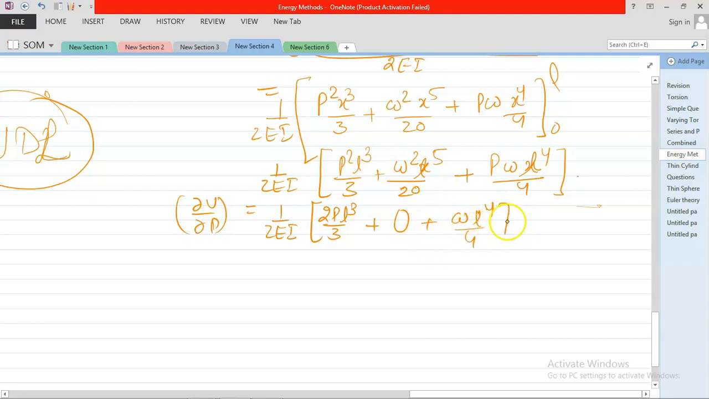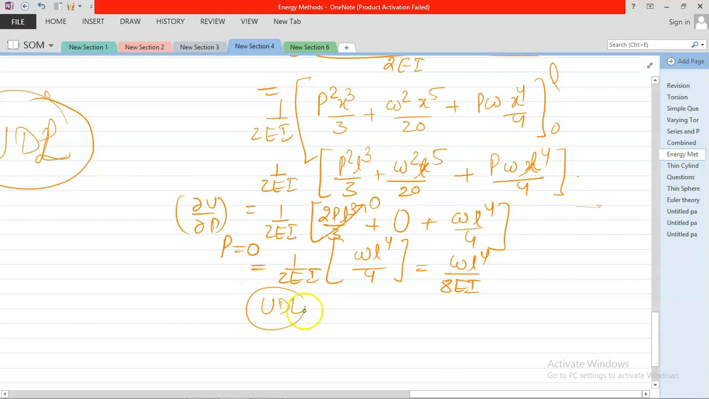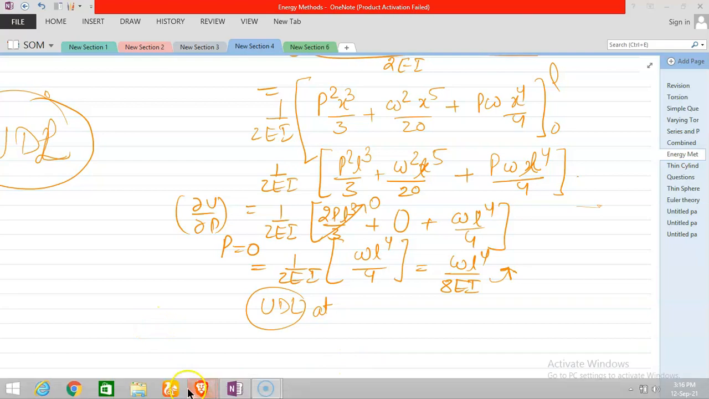Now I am going to put P equal to 0, then it would be 1 upon 2I. If I put P equal to 0, this term would be 0, then it will be W L to the power 4 upon 4, and that would be W L to the power 4 at the end point, and that is the expression that we used to get when we apply the double integration method. So I hope this is clear to you.